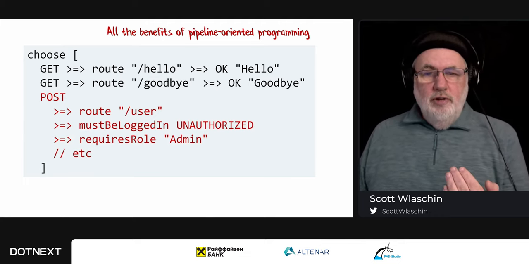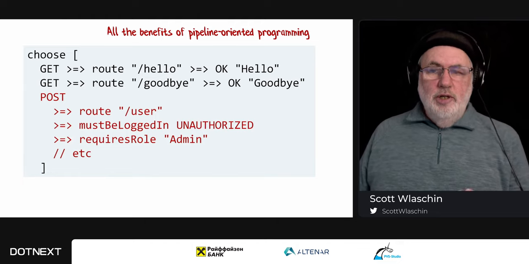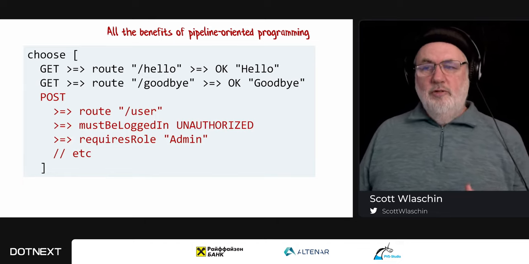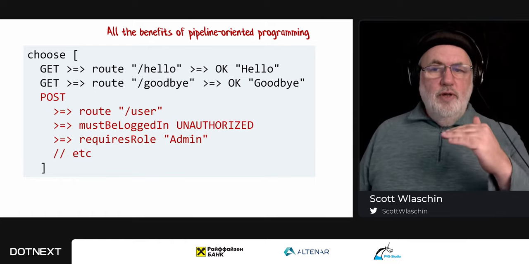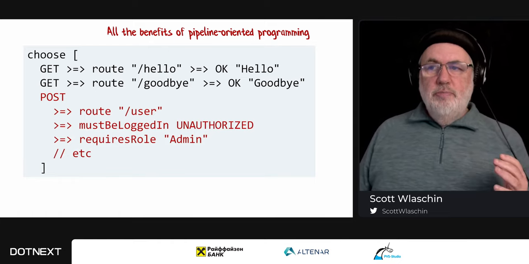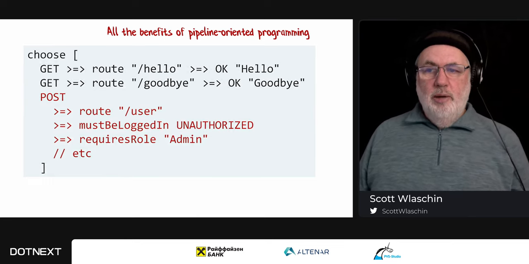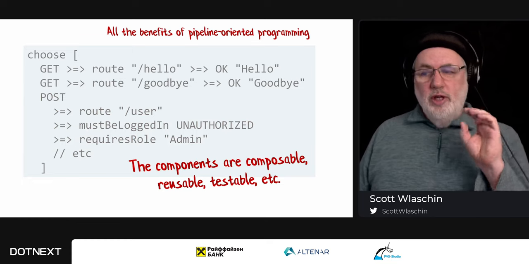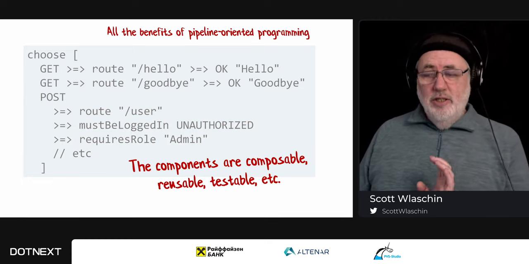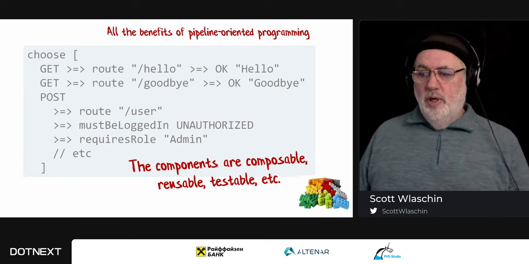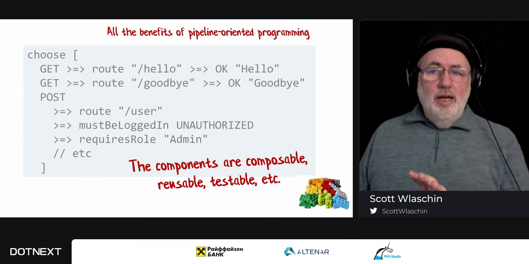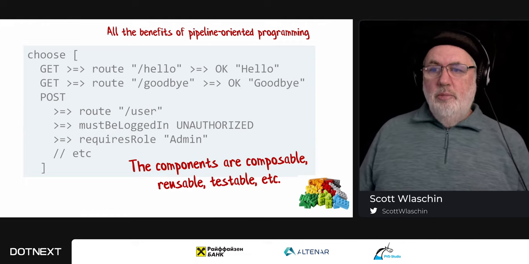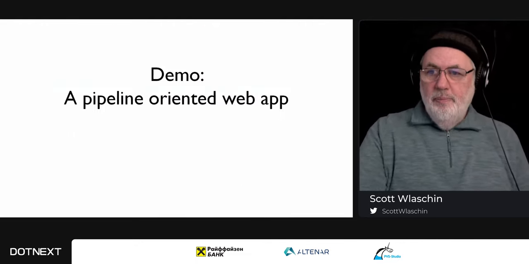You can write your own components very easily. Like, I need to load something from the database. I need to save something to the database. I need to serialize something to JSON or deserialize something from JSON. All those little things, they just fit into your pipeline. So this is pipeline-oriented programming applied to a web app. And again, each of these components is small, they're reusable, they're testable in isolation, and they're composable in lots of different ways, just like LINQ. So the LINQ model, this is just like LINQ, but applied to a web app. So it's really, really nice. So let me do a demo of this as well.